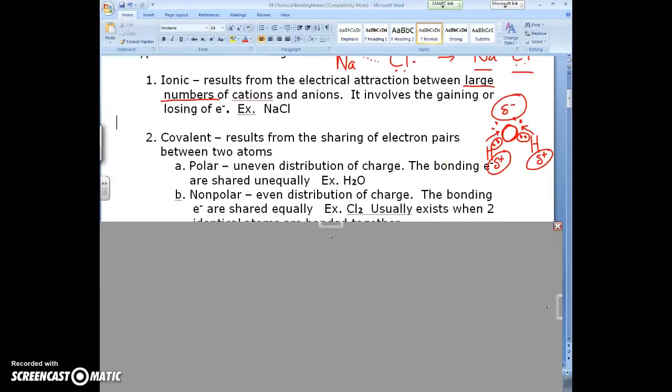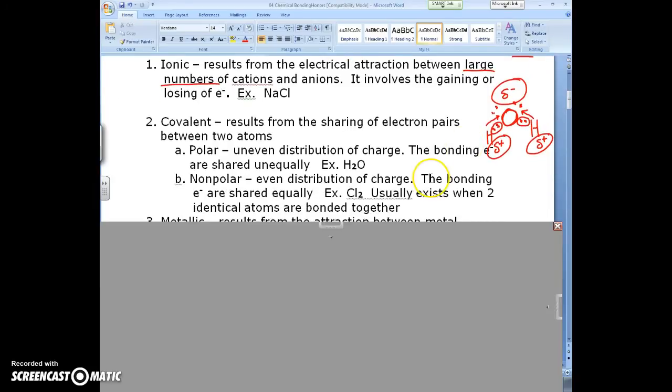If they're shared equally, it is called nonpolar covalent. You have an even distribution of charge, and the bonding electrons are shared equally. Our classic example is chlorine gas. This is also known as mustard gas from World War I.